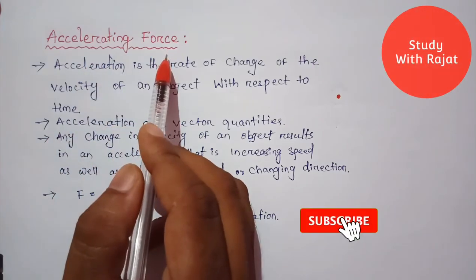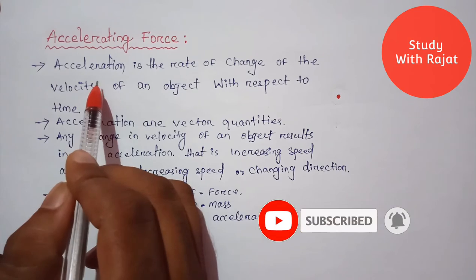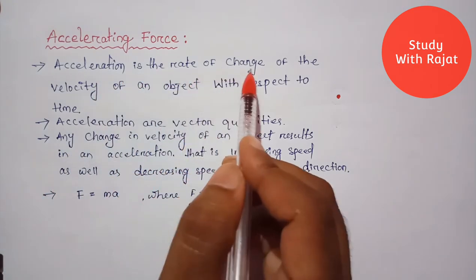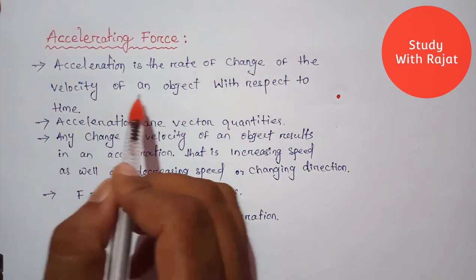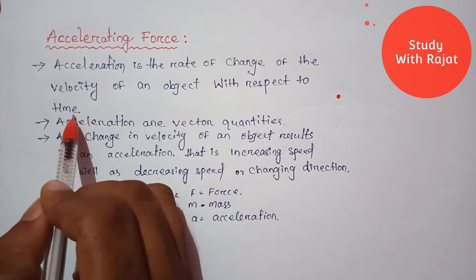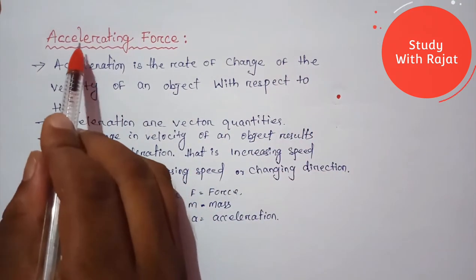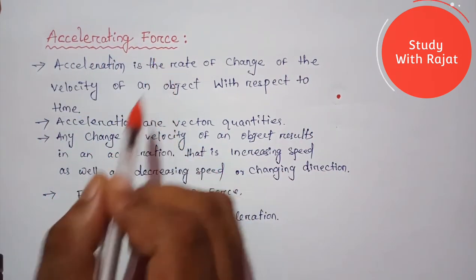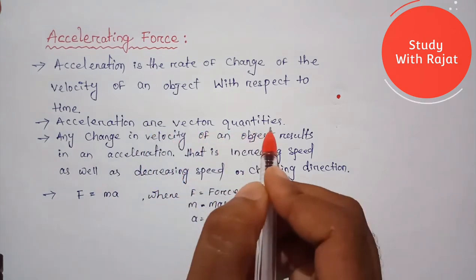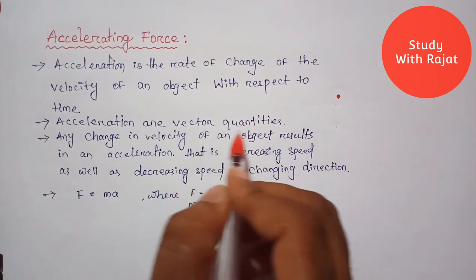Accelerating force. So what is the accelerating force? In our acceleration, we can say it is the rate of change of the velocity of an object with respect to its time. So the rate of change of the velocity is known as the acceleration. Acceleration is a vector quantity. That means it has direction as well as magnitude, which is known as a vector quantity.